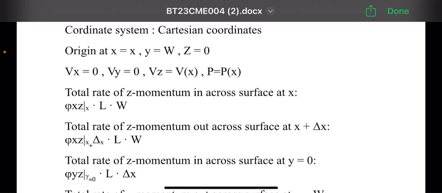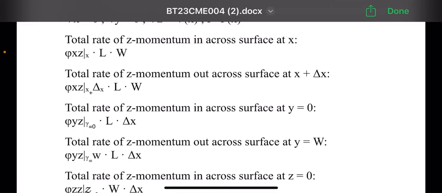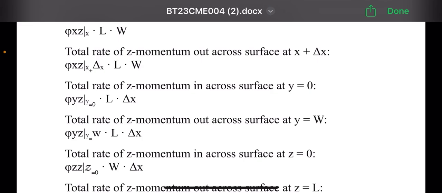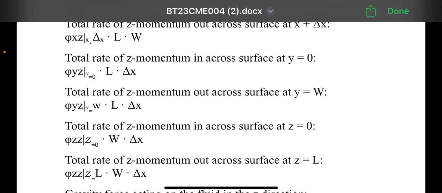The total rate of z momentum in across the surface at x will be phi xz at x into L into W. The total rate of z momentum out across the surface at x plus delta x will be phi xz at x plus delta x into L into W. Then the total rate of z momentum in across the surface at y equal to 0 will be phi yz at y equal to 0 into L into delta x. Then the total rate of z momentum out across the surface at y equal to W is phi yz at y equal to W into L into delta x. Similarly, we will have the terms across z equal to 0 and z equal to L.